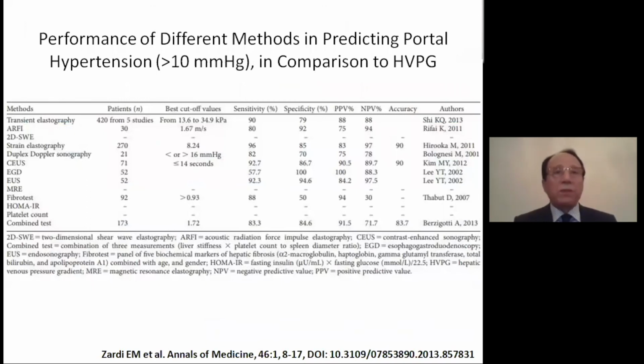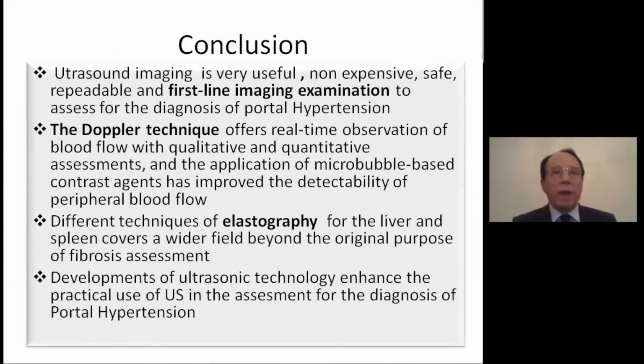In this busy slide, it was shown that almost all diagnostic methods using or including somehow ultrasound waves have significantly higher accuracy rates with high sensitivity and specificity values for the assessment of portal hypertension. As a conclusion, ultrasound imaging is a very useful, inexpensive, safe, repeatable, and first-line imaging examination to assess for the diagnosis of portal hypertension.